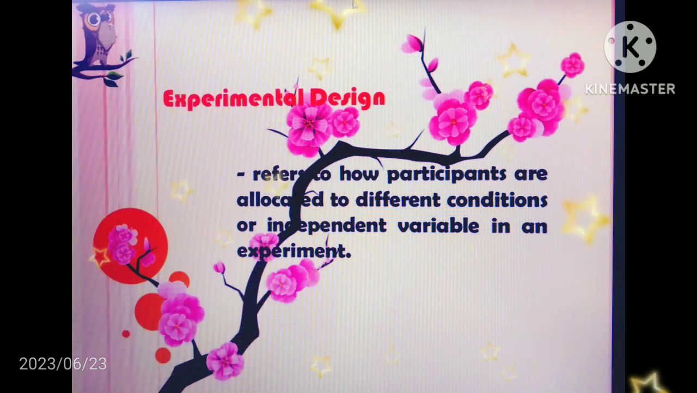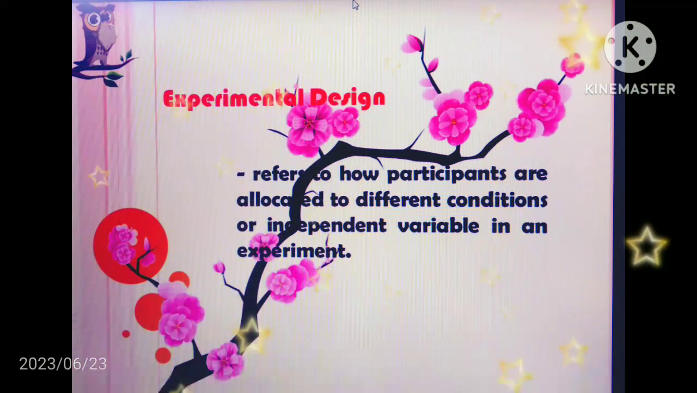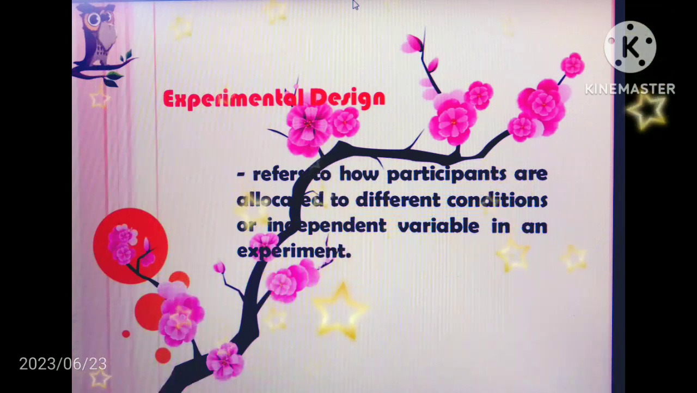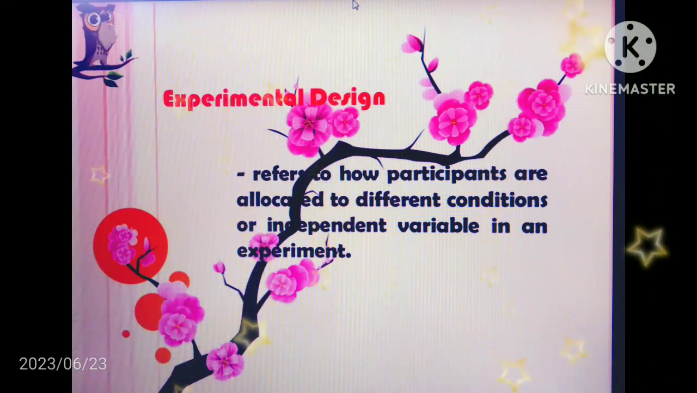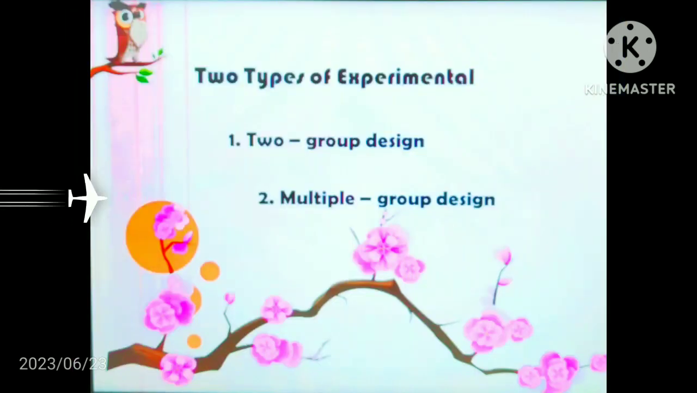When we say experimental design, it refers to how participants are allocated to different conditions or independent variable in an experiment. Or it is the process of making decisions about what type of experiment that you are going to run. There are two types of experimental design: the two-group design and multiple group design. So now let us find out what is two-group design and multiple group design.